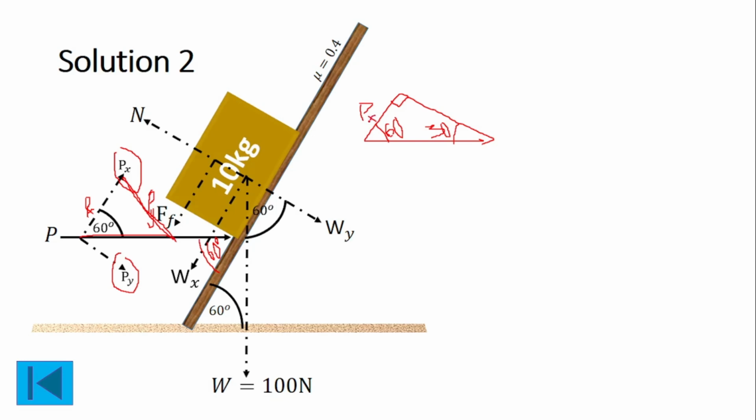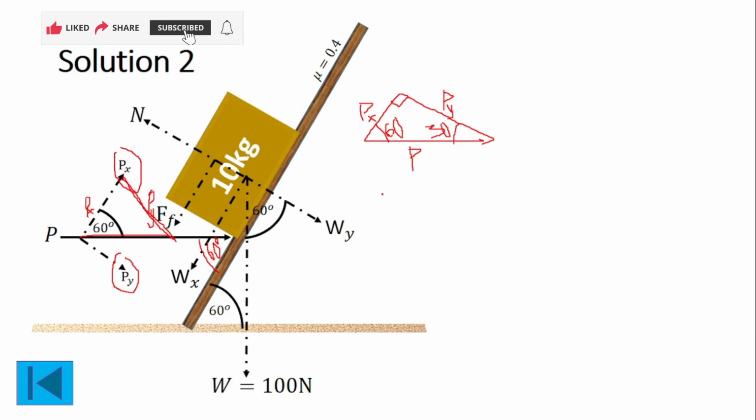This is P sub x, and here is P sub y. Here is P. So automatically, looking at it now, you can get the value of P sub x and P sub y with respect to P.